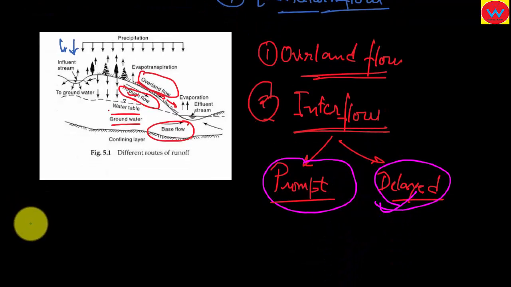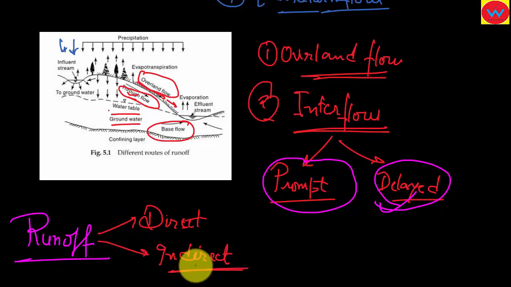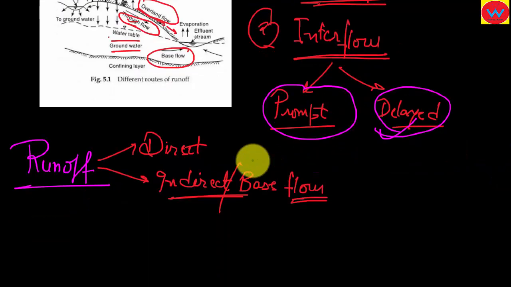Now based on the time delay between precipitation and runoff, the runoff is classified into two categories. For classifying runoff we have two categories, and they are direct runoff and indirect runoff, or you can say base flow. So what is direct runoff?